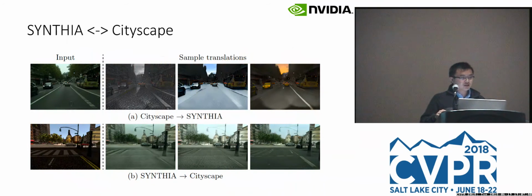So here we show some results between the synthetic domain and the real domain. Here we have an input image from Cityscapes, and the model is trained on SYNTHIA and Cityscapes, and in the SYNTHIA dataset, they have different weather conditions. So for the same input, we can synthesize different synthetic images with different weather conditions: heavy rain, snow, or sunset. And for the same input synthetic images, we can synthesize different output real images, and these output images differ in their road textures.